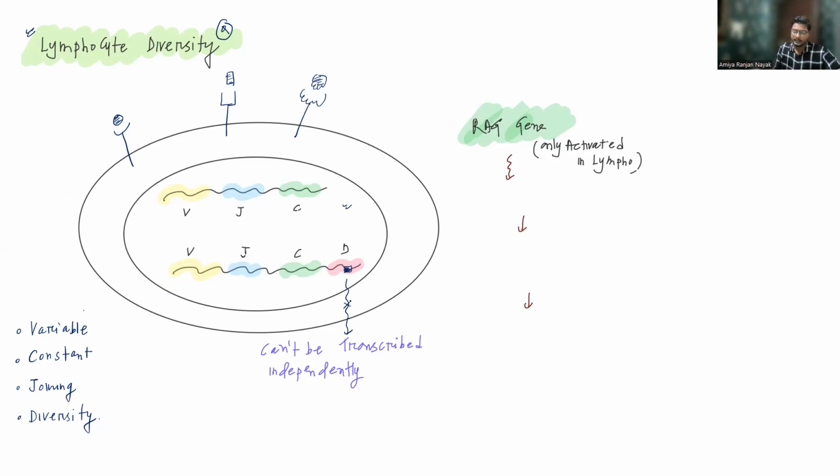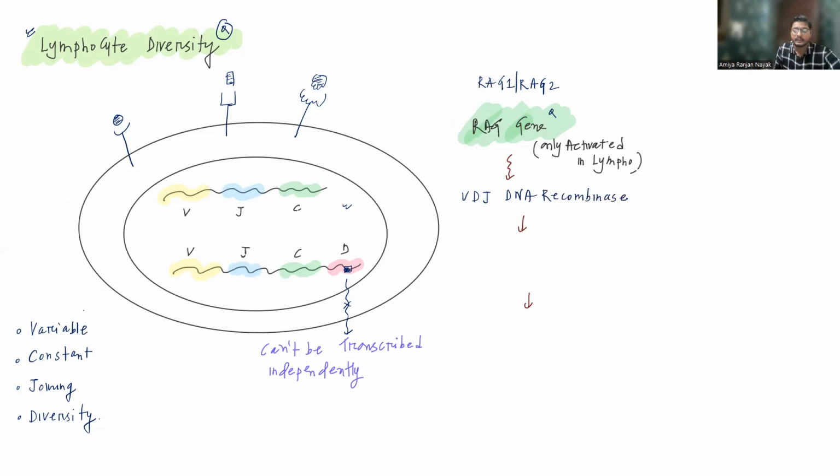Now, how can they be expressed? How can these gene segments produce the lymphocyte receptor? That is possible only because of a gene known as the RAG gene. It has two products, RAG1 and RAG2. They are going to activate another protein, or you can say another enzyme, known as VDJ DNA recombinase.